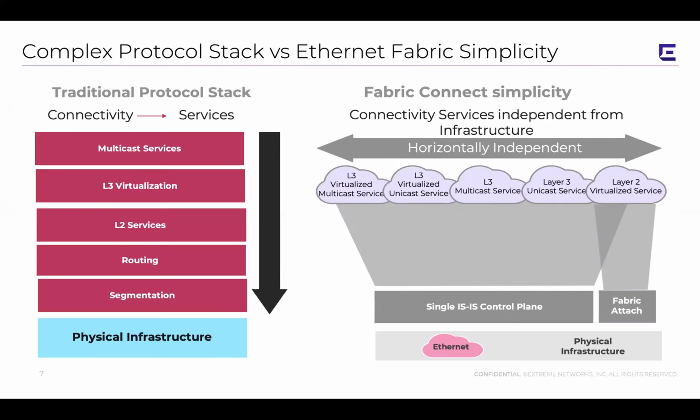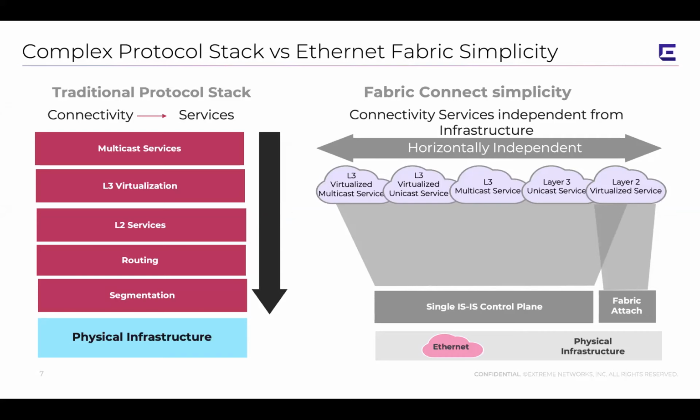But at the end of the day, we are building computer networks to provide connectivity and services. With the traditional protocol stack, the services were layered on top of each other vertically, and there was also dependency between the different services. For instance, multicast service depends on some layer 2 services and on routing services. So if routing fails, then your multicast services will fail.